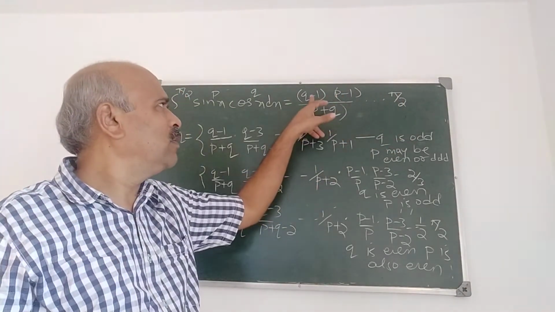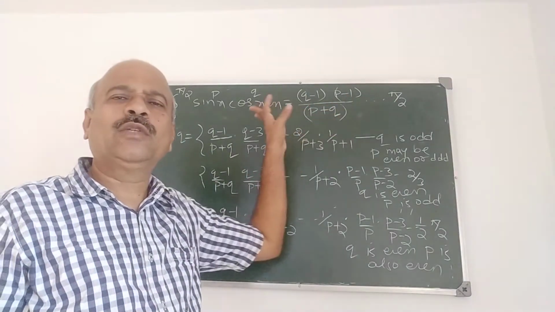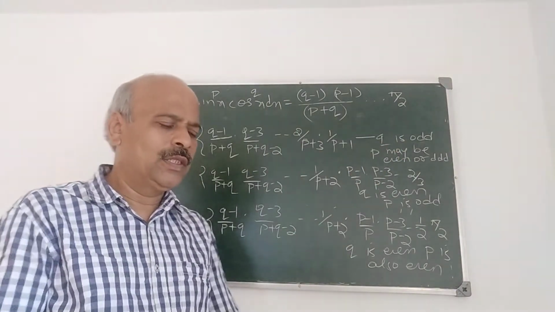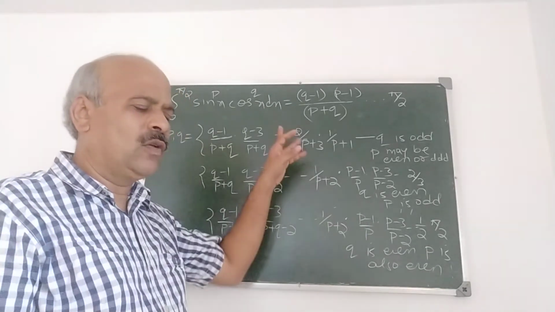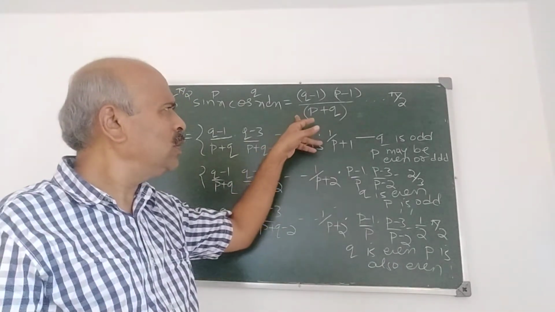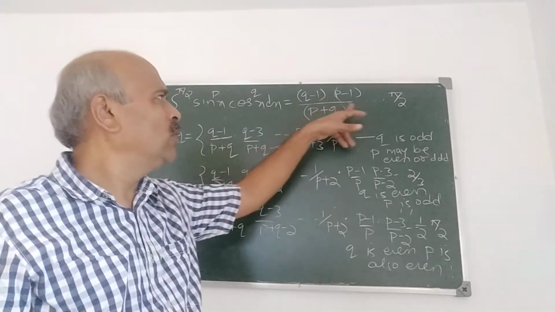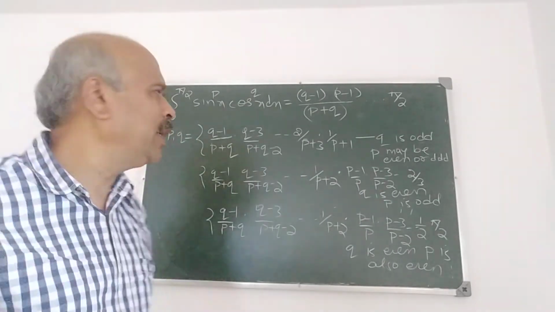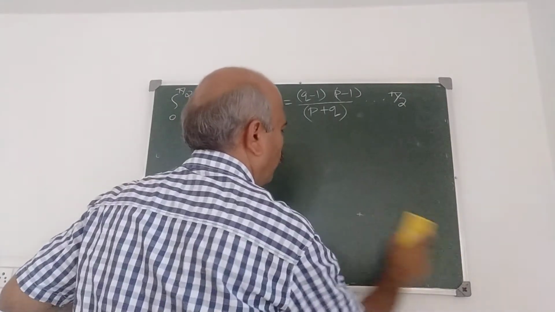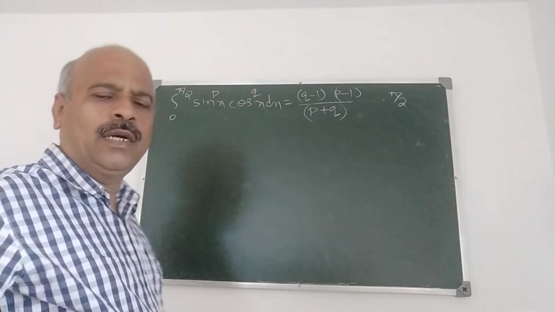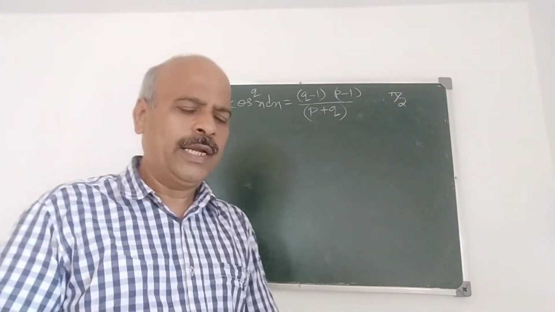Only three factors. One starts from q minus 1, second p minus 1, and p plus q. Each factor decreases by 2. This is the simple rule. So only when p and q are both even, it is followed by pi by 2. Otherwise it is not followed by pi by 2. Thus you can remember this reduction formula. I think you have followed this one. I explained very clearly, and you have to go through this video again and again.